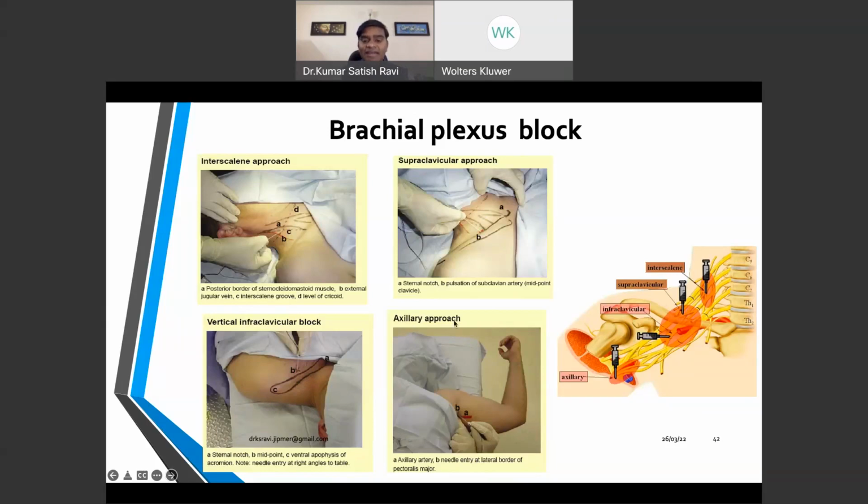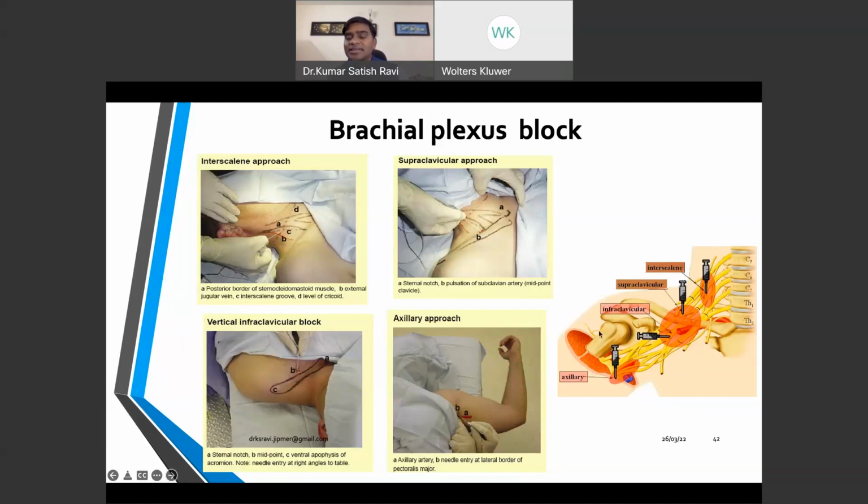Then we have the axillary approach, where we give along with the axillary artery, which you can see over here marked as A, right? So the needle entry is at the lateral border of the pectoralis major, that is the axillary approach.